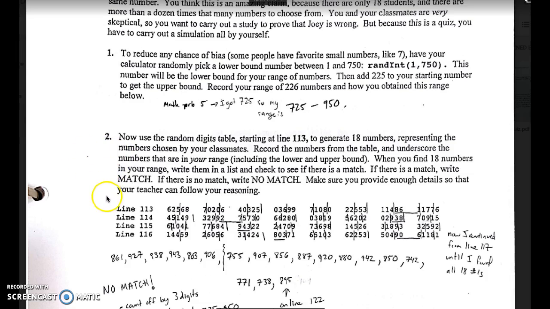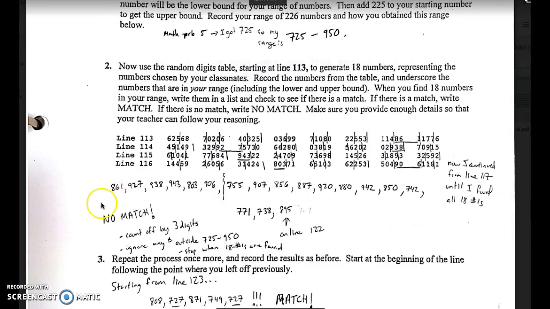So technically what you should do first, at the beginning of the problem, is to say, I'm going to count off by 3 digits. I'm going to ignore any number outside of the range that I have. I'm going to stop counting when I find 18 numbers. And then you go about and you do this. And for me, I counted off by 3s, and I only found these 6 numbers in the 4 lines that they gave me. So if you can't find all 18 numbers in lines they give you, you have to go to your random digit table and continue after line 116.